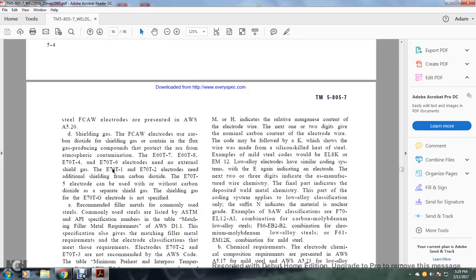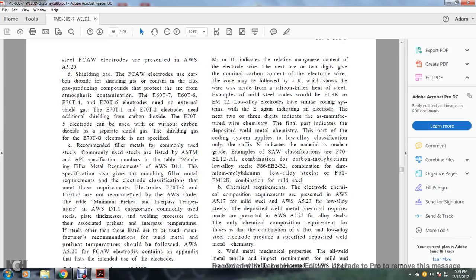Shielding gas. Flux core arc welding electrodes use carbon dioxide as a shielding gas, or contain a flux producing gas-forming compounds to protect the arc from atmospheric contamination. E60T-7, E60T-8, E60T-4, and E60T-6 electrodes need no external shielding gas. E70T-1 and E70T-2 electrodes need shielding from carbon dioxide. The E70T-5 electrode can be used with or without carbon dioxide as a separate shielding gas. The shielding gas for the E70T-G electrode is not specified.